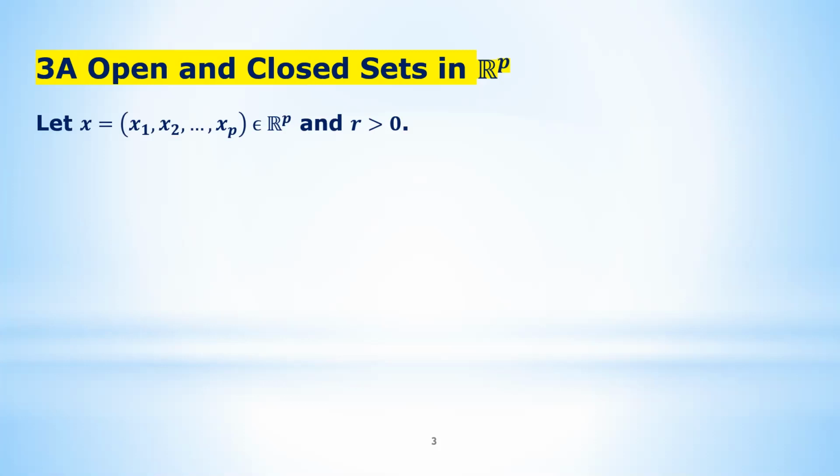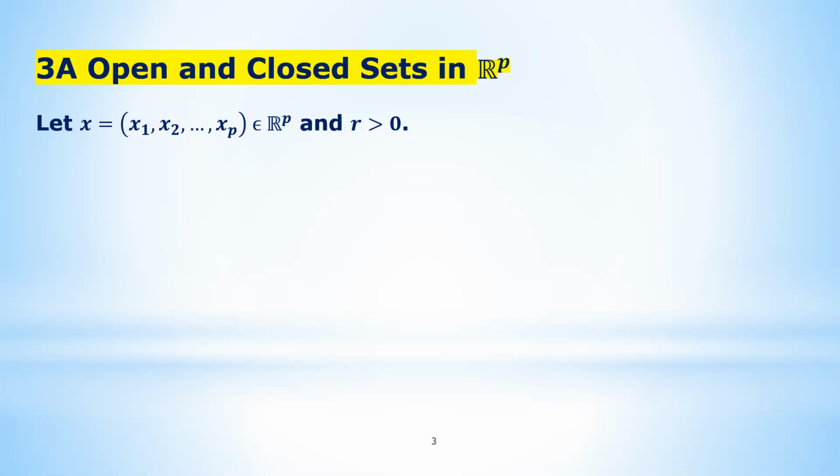Because we are now talking about multidimensional space, Rp, we are talking about points. We're not talking about numbers anymore. Points carry coordinates. In a p-dimensional Euclidean space, each point carries p components, p coordinates: x1, x2, up to xp. This is something you're familiar with, maybe from calculus. In order to define an open set, we need to define an open ball first.